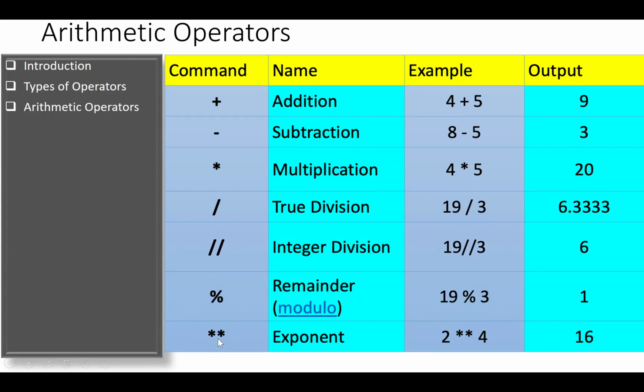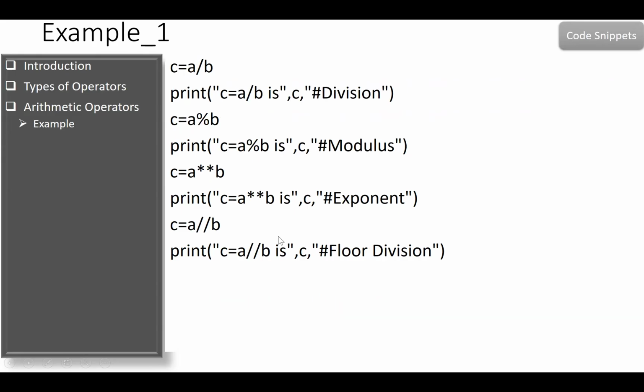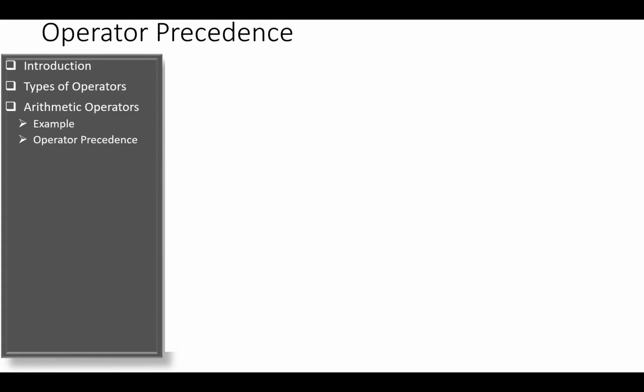Two asterisks represent the exponent, that is 2 power 4, which is equal to 16. Here there is one example program that we can execute, covering addition, subtraction, multiplication and all kinds of operations.